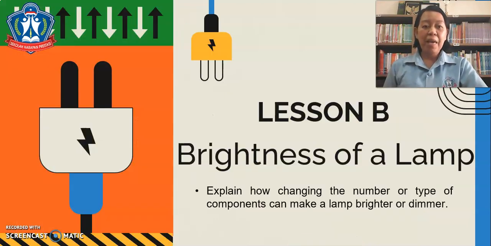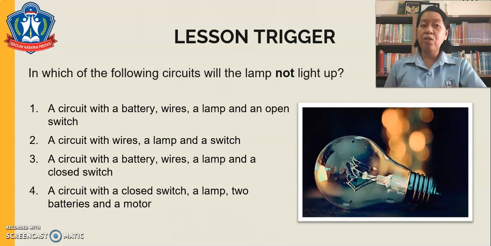For Lesson B, Brightness of a lamp, our learning aim is to explain how changing the number or type of components can make a lamp brighter or dimmer. For our lesson trigger, here is the question. In which of the following circuits will the lamp not light up? Is it number 1, 2, 3, or 4? Take your time to answer, children, and don't forget again to write your answer in your notebook.